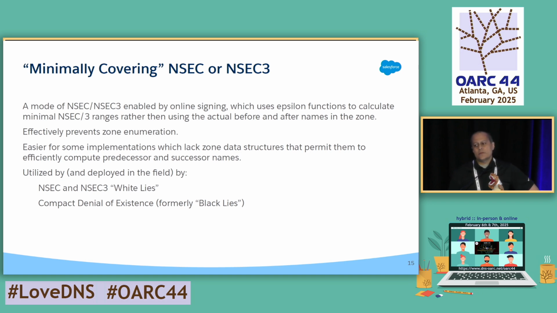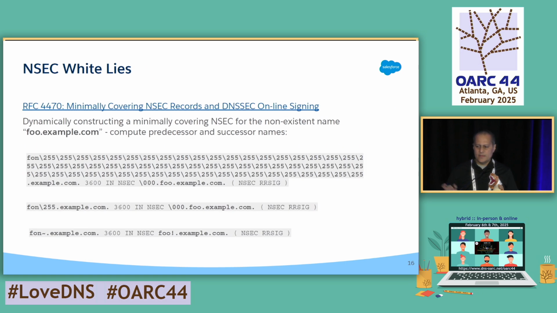And this is also easier for some DNS implementations, which for whatever reason lack a zone data structure that allows them to efficiently compute the predecessor and successor names. These are deployed widely in the field in the forms of white lies and what used to be called black lies, but is now called compact denial of existence. So for NSEC white lies, I'll give you a quick example.